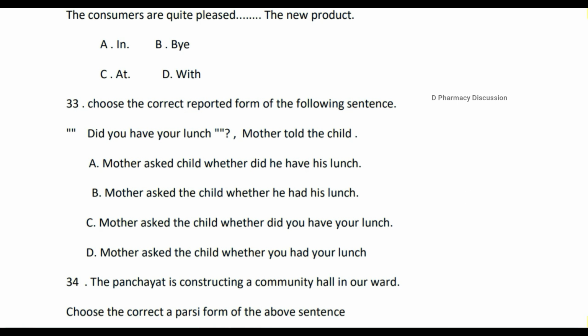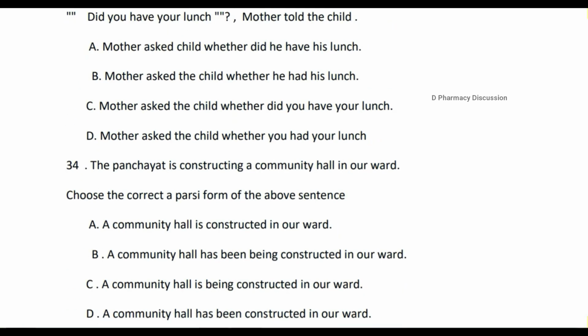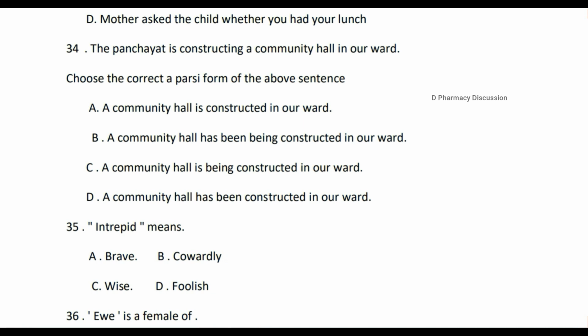Next question 34. The Panchayat is constructing a community hall in our ward. Choose the correct passive form of the above sentence. Options are A, community hall is constructed in our hall. B, a community hall has been being constructed in our ward. C, a community hall is being constructed in our ward. Then option D, a community hall has been constructed in our ward. Correct answer is option C, that is a community hall is being constructed in our ward.